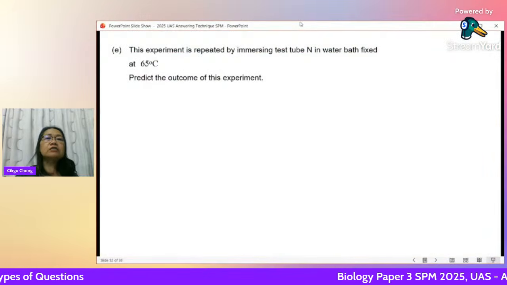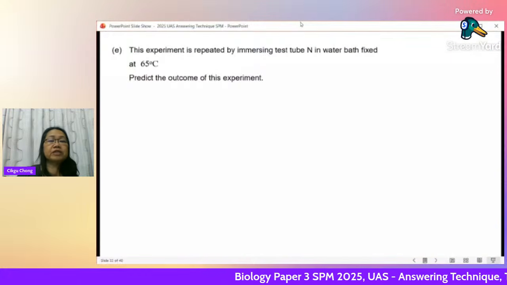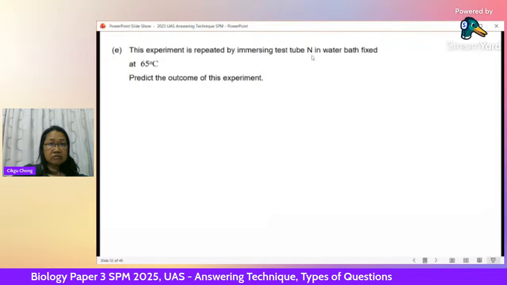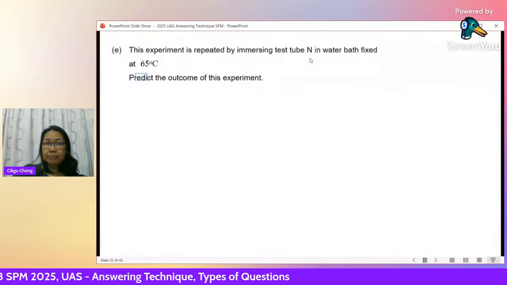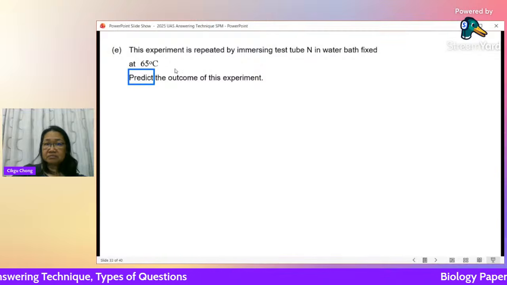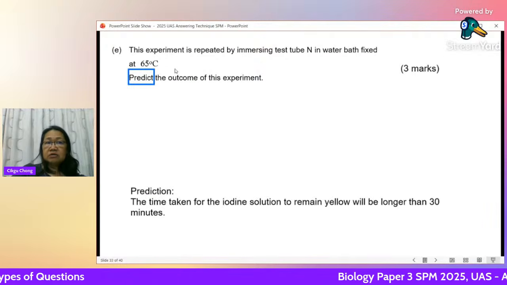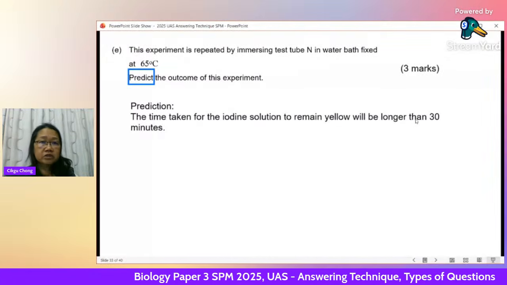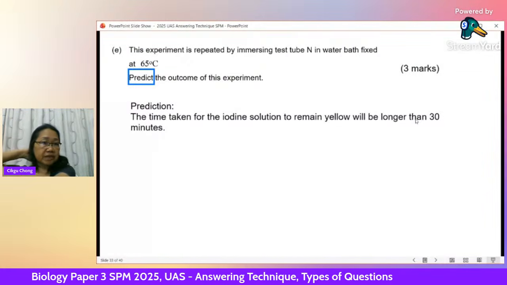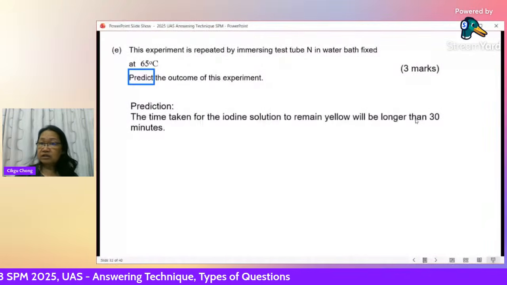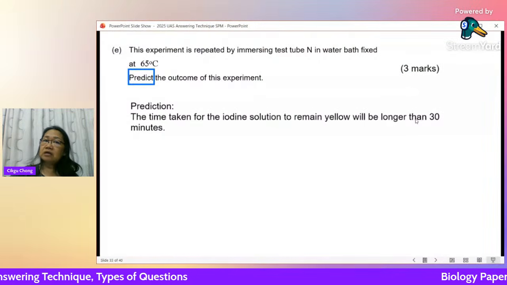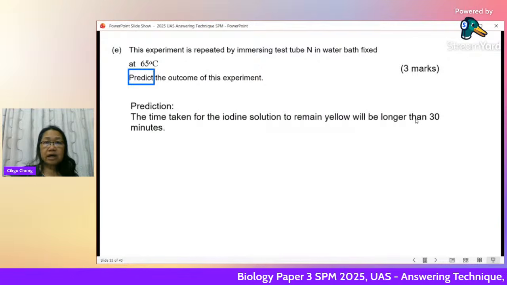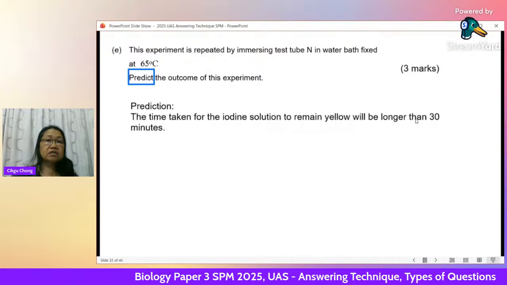Now, this is your prediction question. Let's say I immerse the test tube in 65 degrees Celsius, the same experiment just now on the concentration of enzyme. For 3 marks, the time taken for the iodine solution to remain yellow will be longer than 30 minutes. Let's say the original was 30 minutes. If I change the temperature to 65, it will definitely be longer, because you already destroyed the enzyme. The enzyme is already denatured, so it doesn't work anymore.